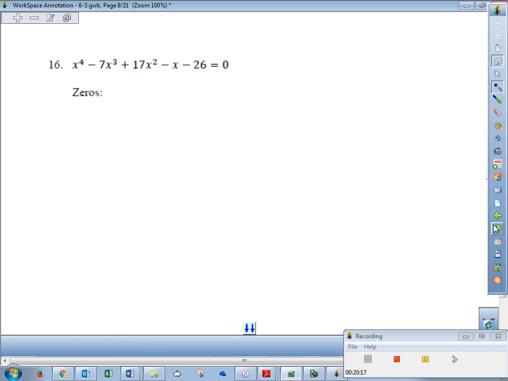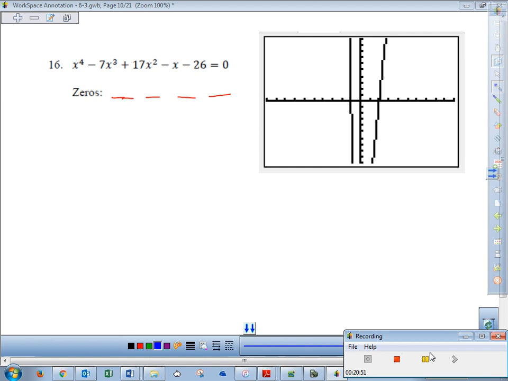Let's try 16. We'll do this whole page, by the way. 16. Graph him. Find your rational roots. I'll let you punch that in. This is what he looks like when you graph him. There should be 4 zeros because there's a 4th degree polynomial. Looks like that's nice at -1. You need to check it. Trust me, you'll need to check it.